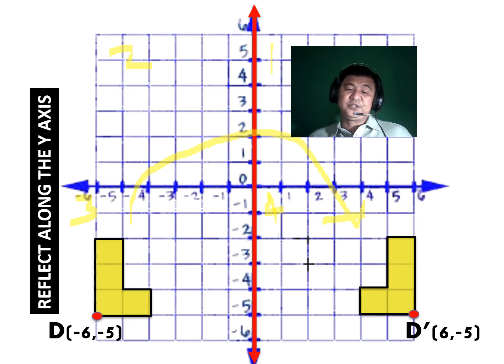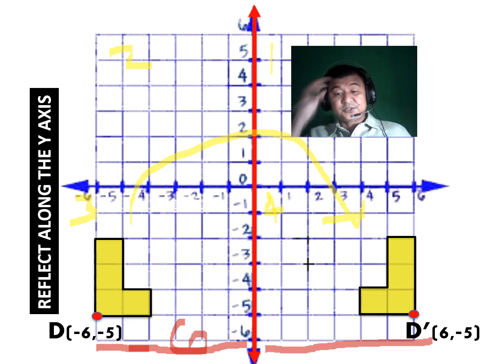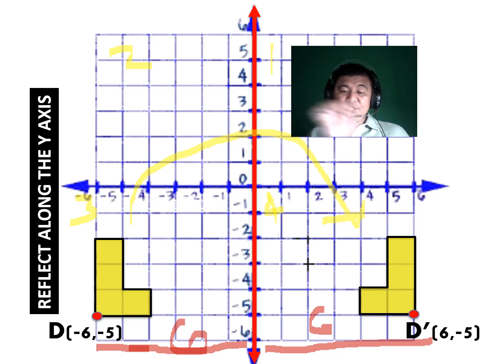What have you observed? Oh, let's check again the distance. How far away is, let's try -6. -6 is how far away? 1, 2, 3, 4, 5, 6. Obviously 6 units. And then on the other side is also 6 units. Okay, every corresponding vertex should be equidistant with the line of reflection. Okay, take note of that.